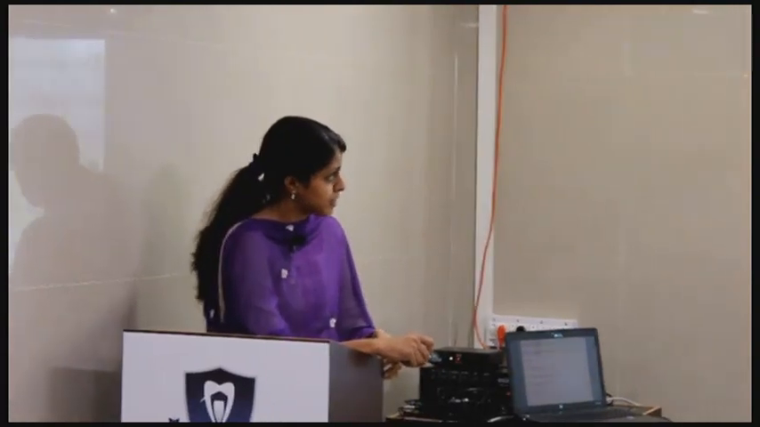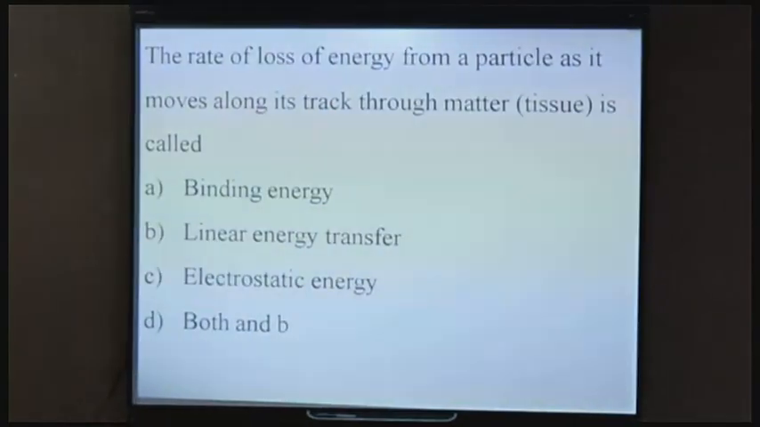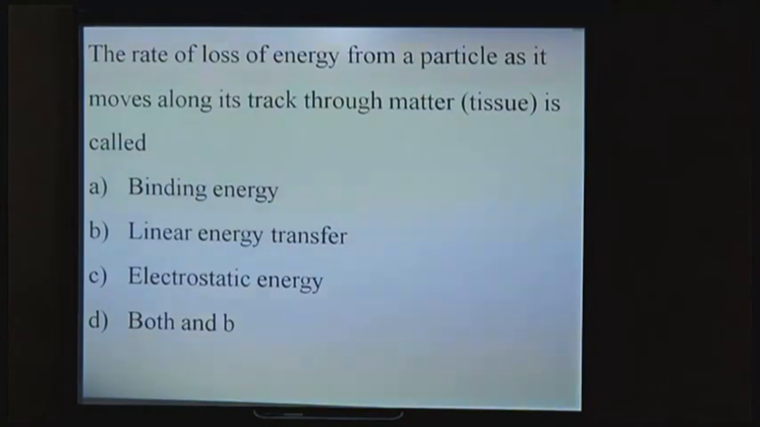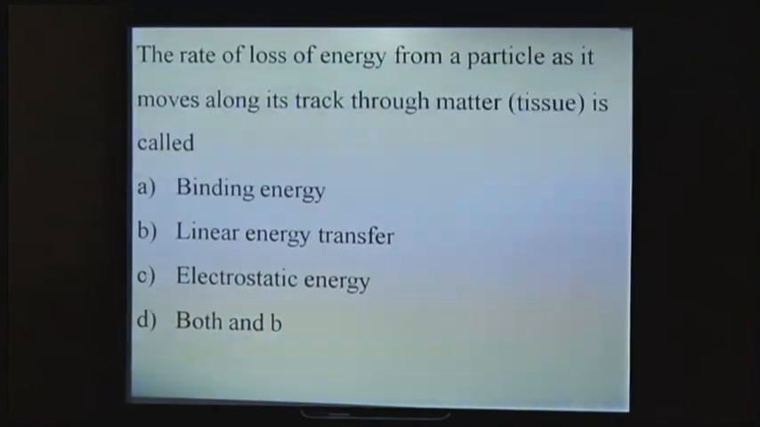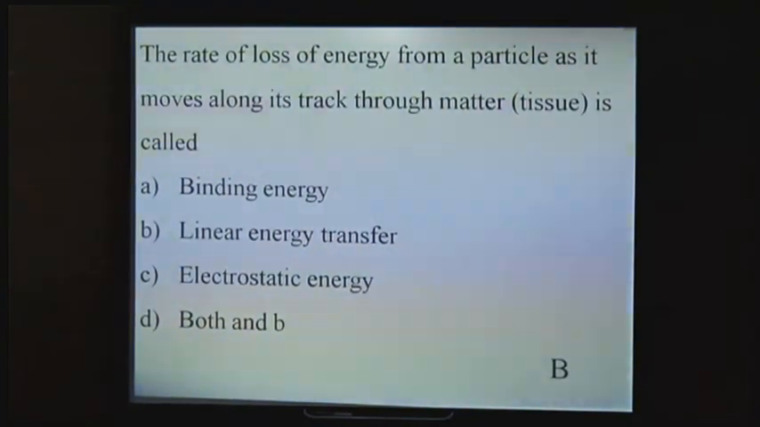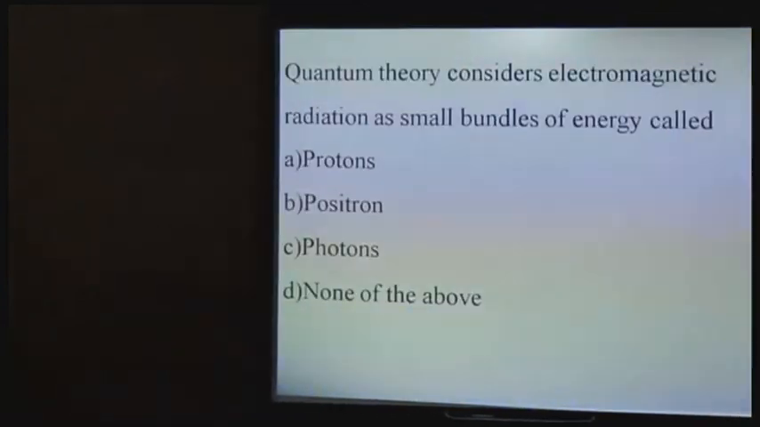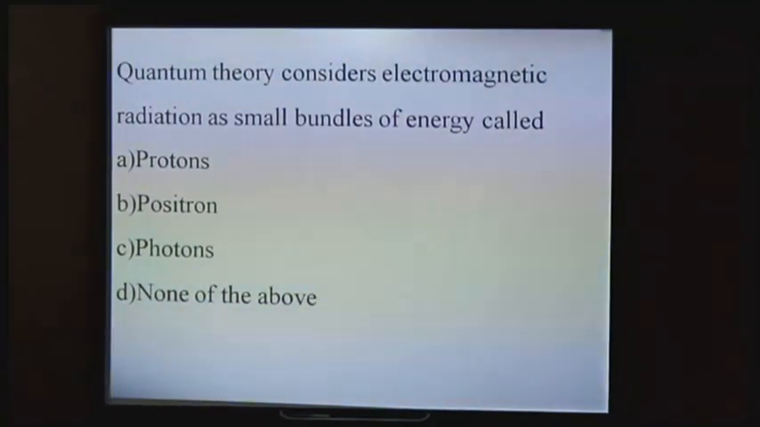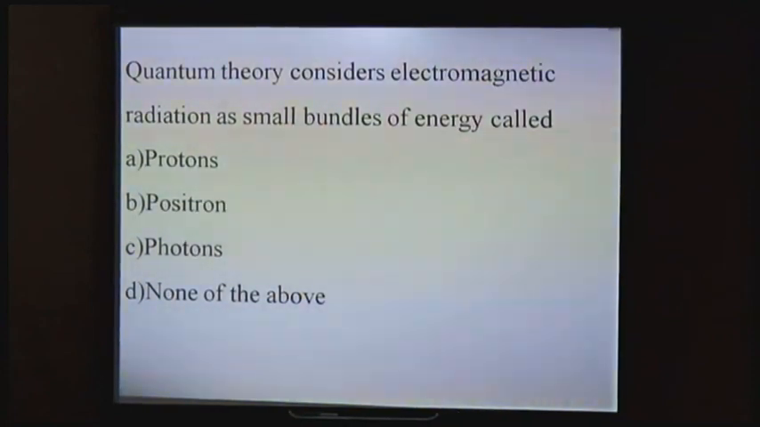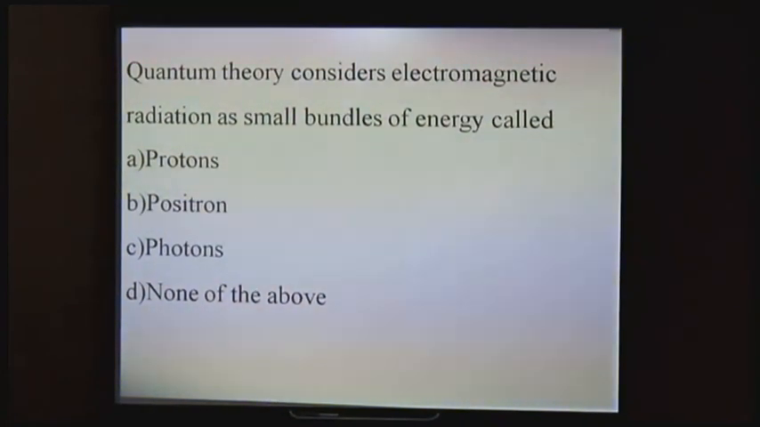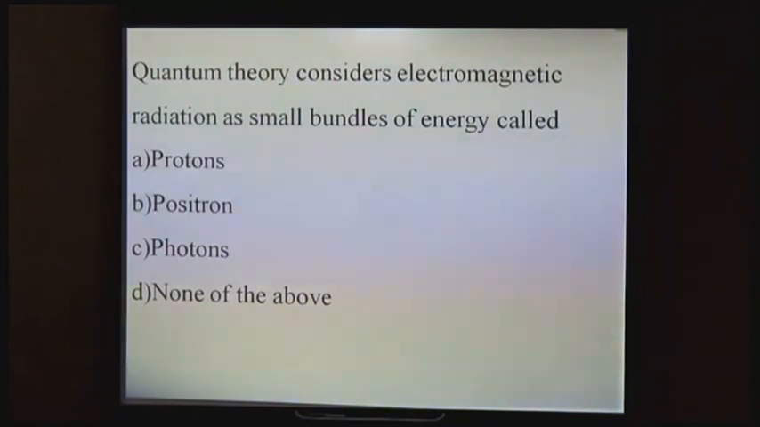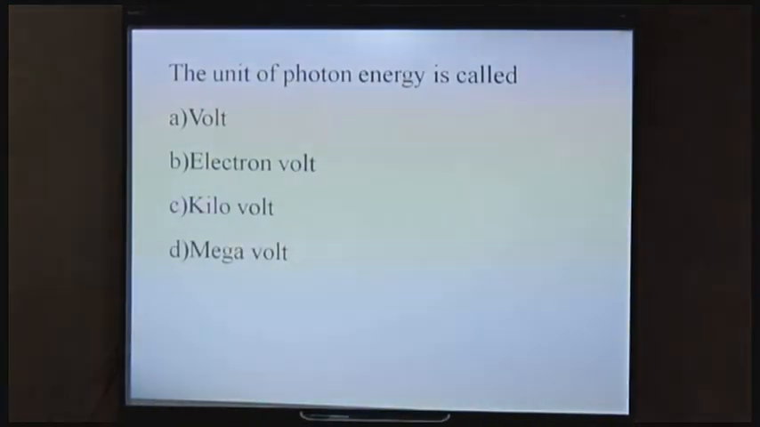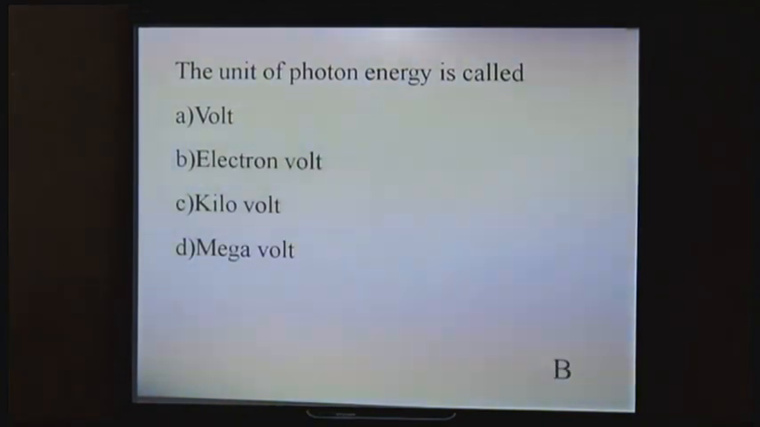The rate of loss of energy from a particle as it moves along the track through matter, which is a tissue, is called as linear energy transfer. Quantum theory considers electromagnetic radiation as small bundles of energy called as, what is positron? It's a subatomic particle of proton. The unit of photon energy is called as, no doubts?